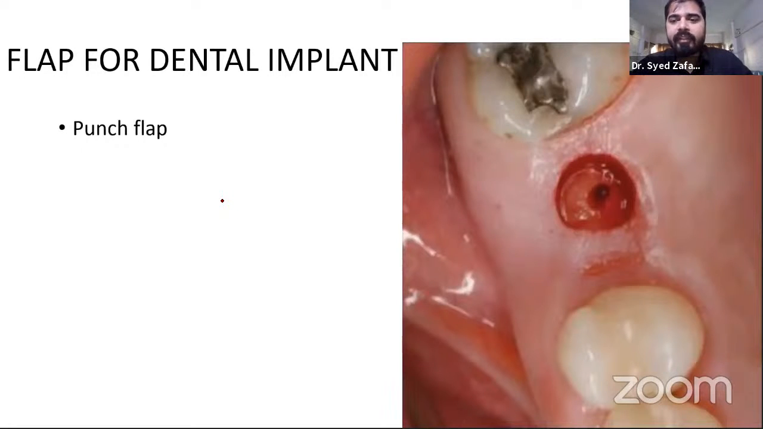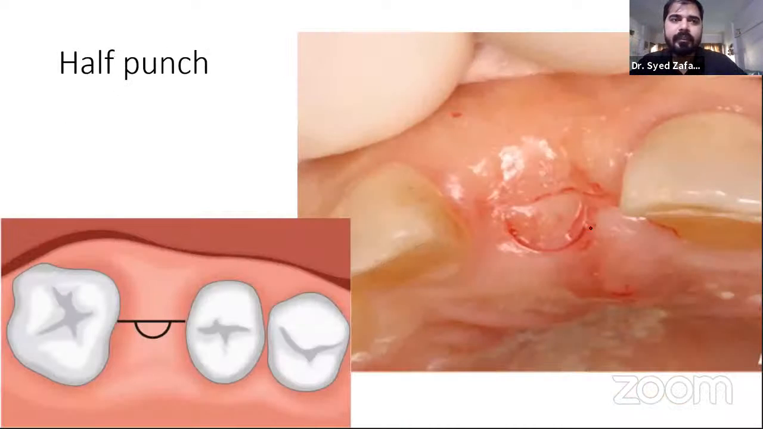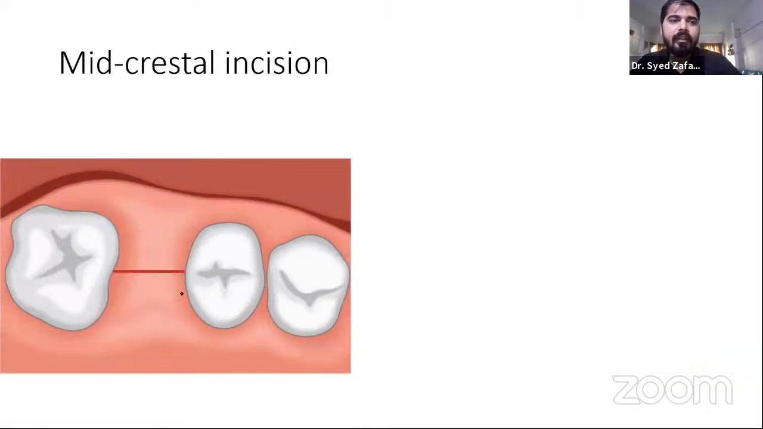Okay, what kind of flap can we give during the implant phase? Punch flap: you punch the soft tissue, but what is the disadvantage of the punch flap? You cannot do the bone grafting in it. You only punch it and start the drilling. Half punch: you give the incision buccal, from the mesial to the distal. In this, you can do the bone grafting.